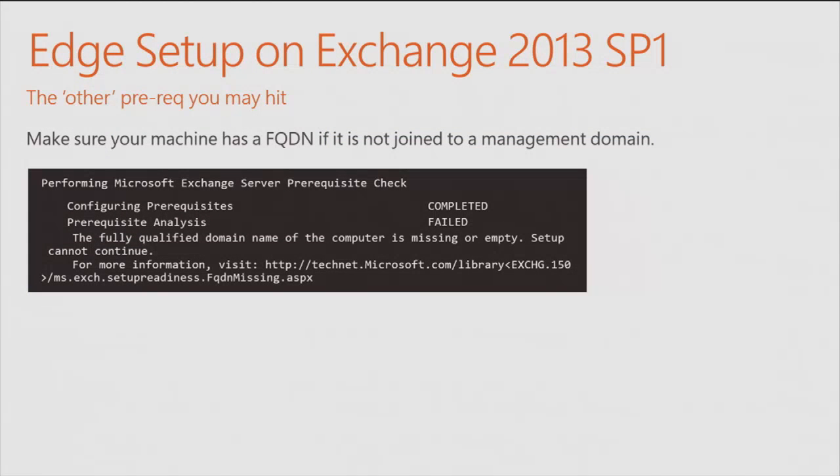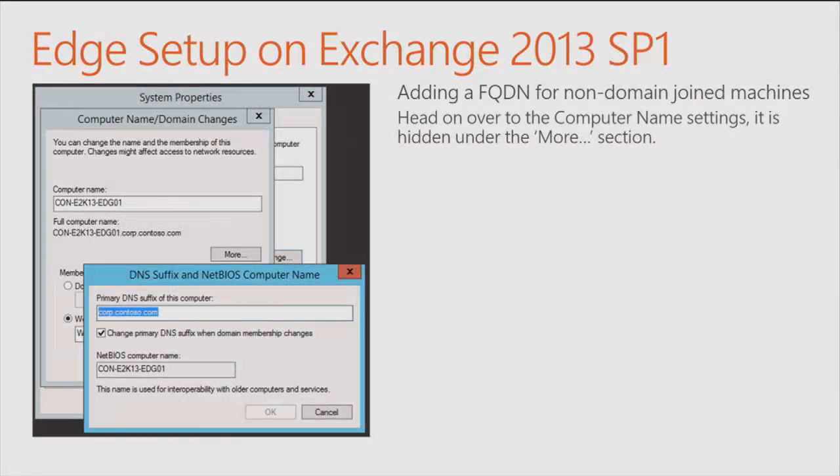If you get this error during setup, saying you don't have an FQDN, well, this box might not be part of a domain. It might just be in a workgroup because it's on a perimeter network and maybe you don't have a management forest out in the perimeter network. You might get this. So to fix this, you need to go into the properties of My Computer, go down to the computer name section and then the More section, and you can define what the FQDN of that box is going to be. So you can see I have corp.contoso.com in there. Put that in. I believe it does require a restart.